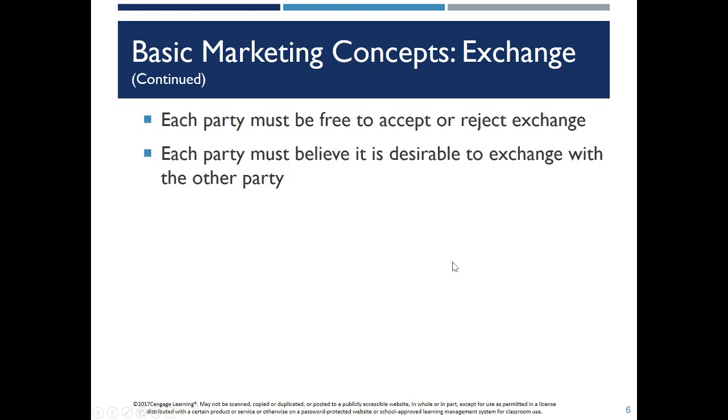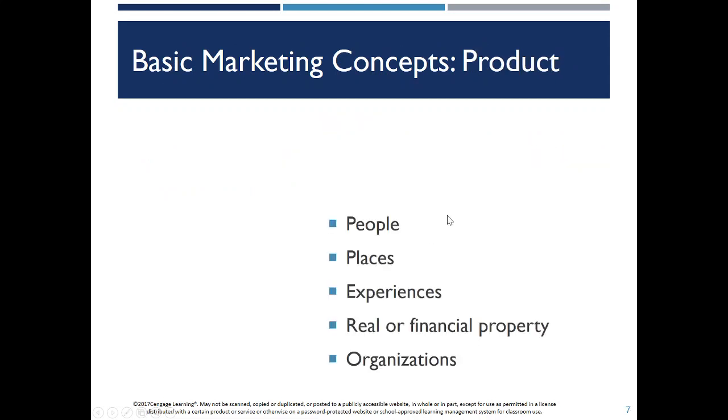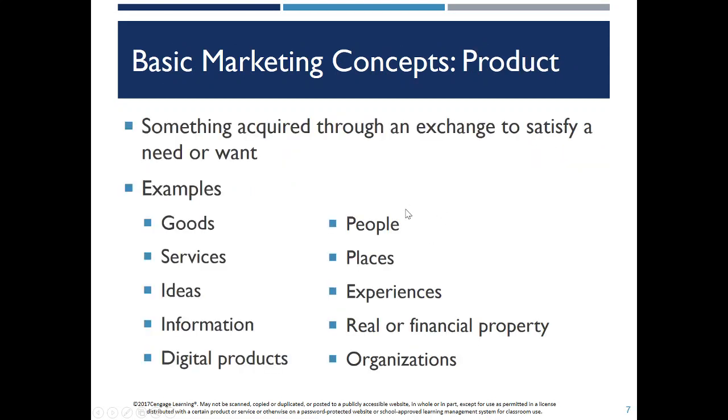These I already mentioned. Each party must be free to accept or reject, and believe that it's mutually desirable. The product, something that is acquired through the exchange. Okay, so when people say product, they tend to think of tangible products, what we call goods, but know that products are more than just goods. They can be services, ideas, all kinds of things. You can see a list of examples there. I'm not going to go through them.